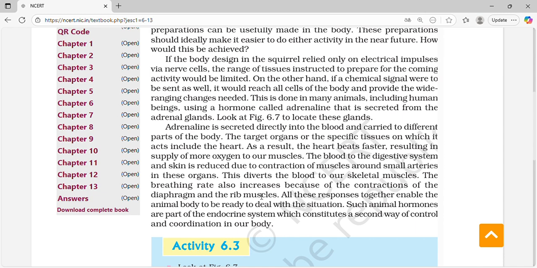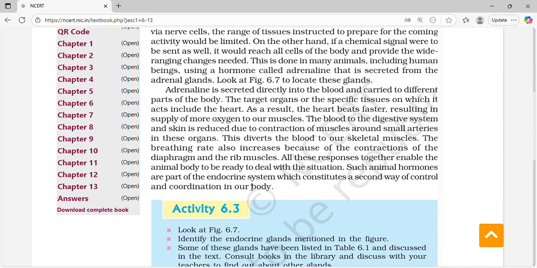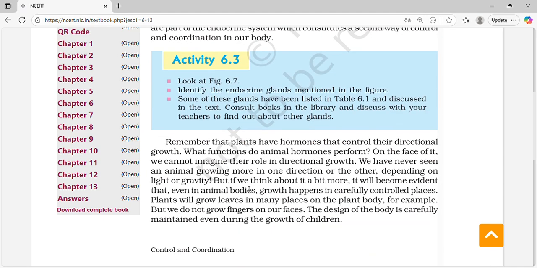The breathing rate also increases because of the contractions of the diaphragm and the rib muscles. All these responses together enable the animal body to be ready to deal with the situation. Such hormones are part of the endocrine system, which constitutes the second way of control and coordination in our body.